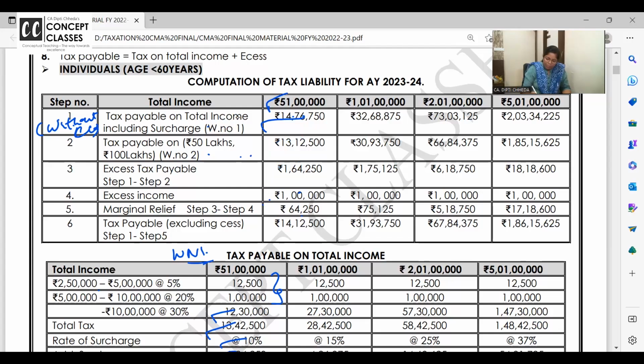Now, the most important step here is your original tax is on 51 lakhs. The relief you should give here, and final tax payable is 1 minus 5: your original tax minus the relief. And now in this you add cess 4%, you will get the correct answer.